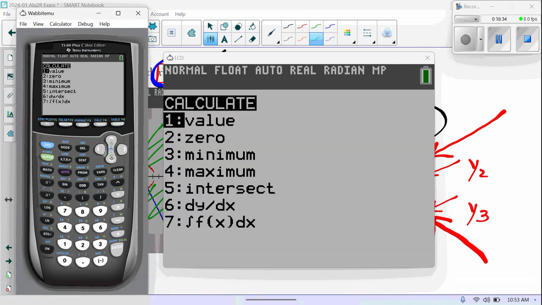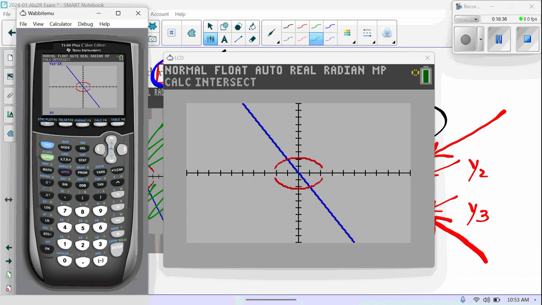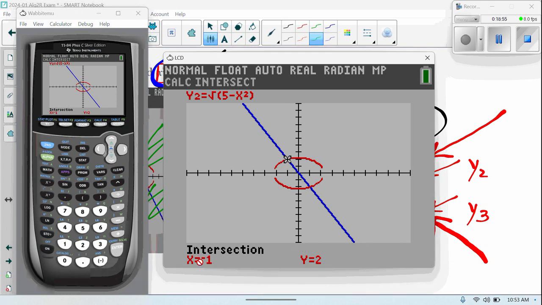Second, trace, intersect. I gotta hit enter. And then keep in mind, I need to be on the top half of the circle. If your spider is in the bottom half of the circle, you want to make sure it's in the top half. And the answer is at negative 1, 2. That's the coordinate. Negative 1, 2.